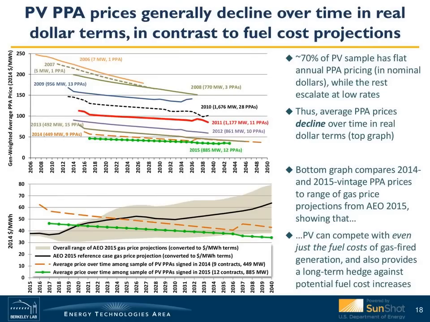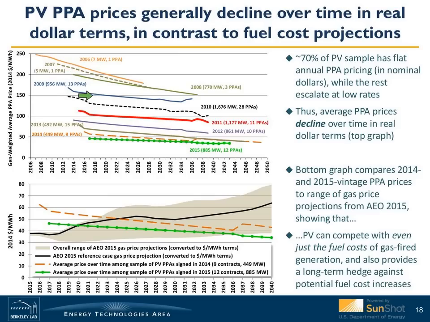Okay, sticking with PPA prices, roughly 70% of our sample features contracts that have flat pricing in nominal dollar terms over the full term of the contract. And this, of course, means that these PPA prices actually decline over time in real dollar terms. And that's what's shown by the top graph here. Each of these individual lines represents a different PPA vintage. And you can see that not only do the prices step down over time across vintages, but also within each individual vintage, you can see how the prices decline over time in real dollar terms.